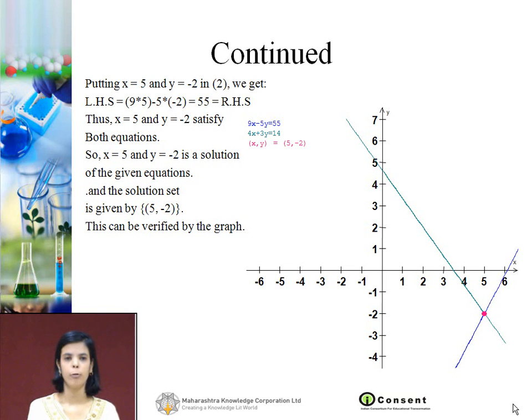So x is equal to 5 and y is equal to -2 is the solution of the given equations, and the solution set is given by (5, -2). This can be verified by the graph.